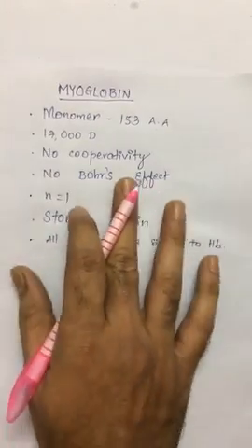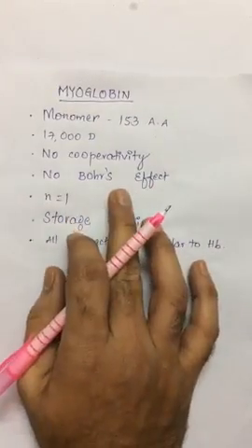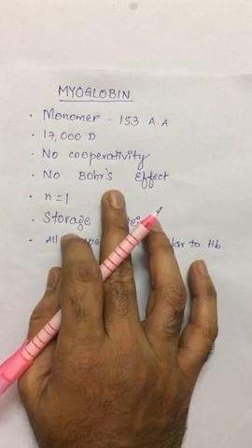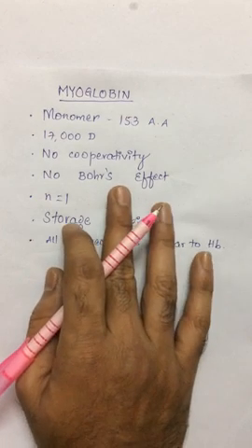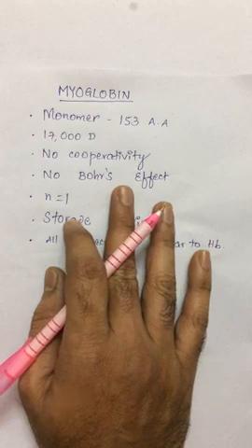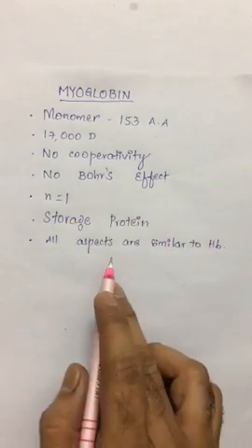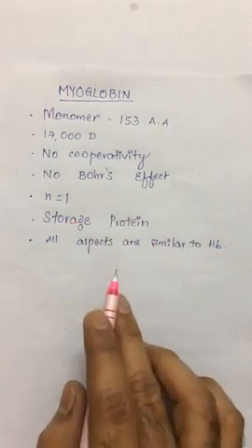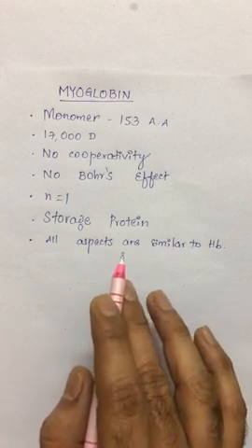All other aspects, in the sense the geometric aspects or the magnetic and the electronic aspects, are simply similar to that of the hemoglobin. Right. This is about the oxygen binding protein hemoglobin and its monomer myoglobin.